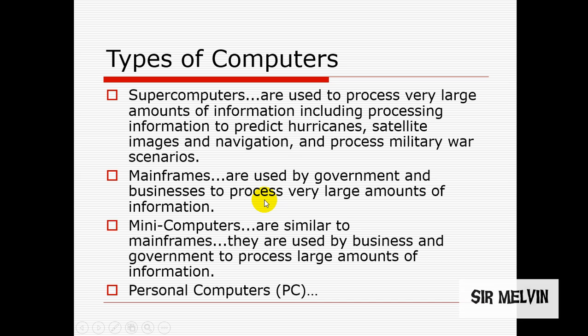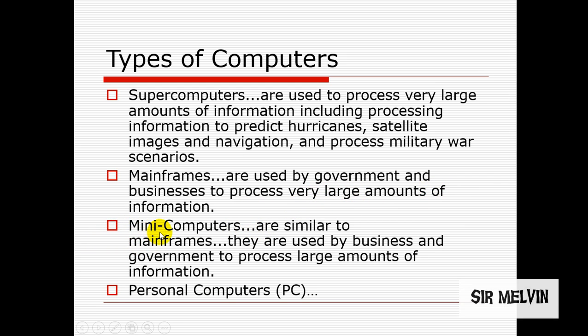First, supercomputers. What are supercomputers? They are used to process very large amounts of information, including processing information to predict hurricanes, satellite images and navigation, and to process military war scenarios. Two, the mainframe computers. They are used by government and businesses to process very large amounts of information.